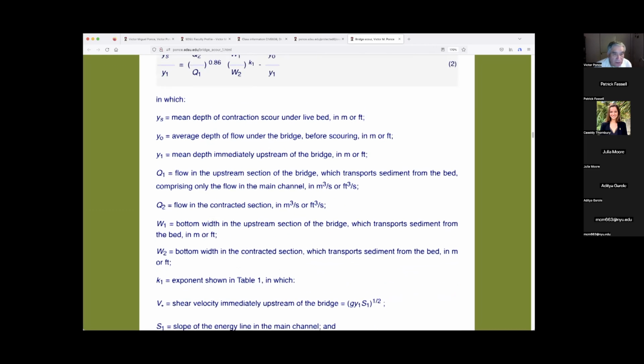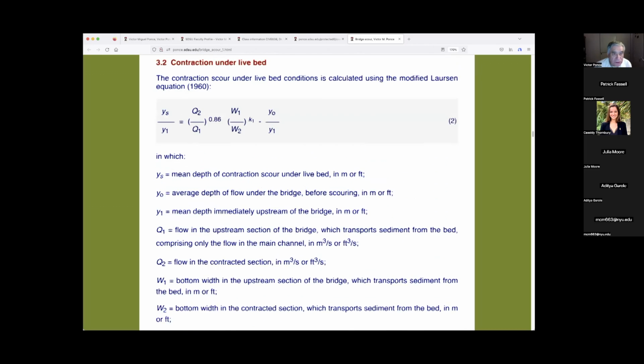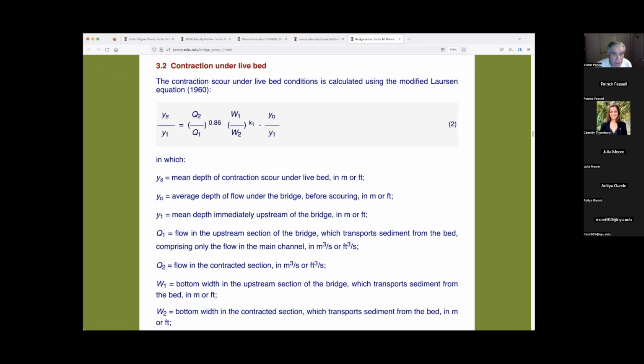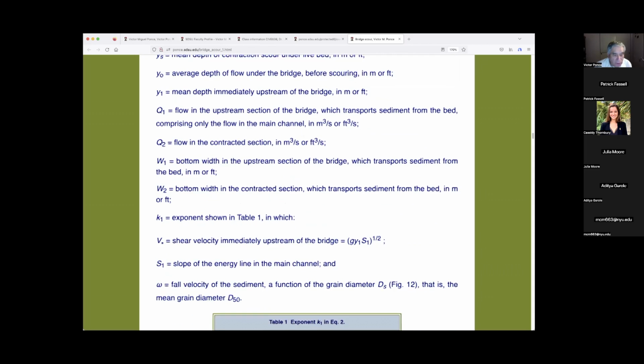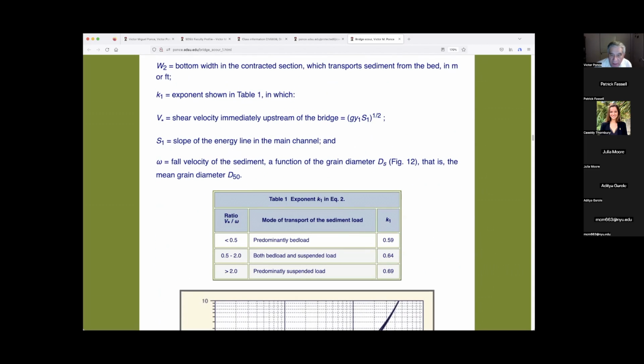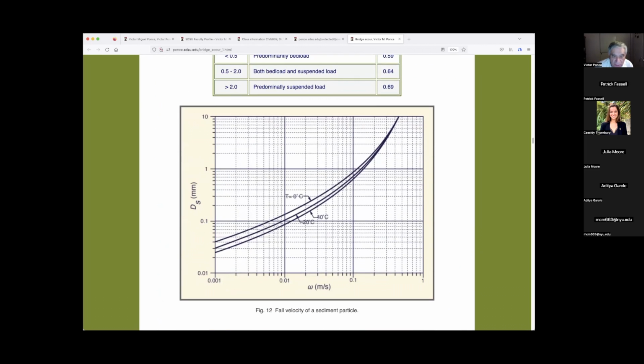So this is the formula of Larson. It has coefficients and it has exponents. The exponent K1 is given by this table. And as you can see, empirical coefficients, based on the ratio of V sub star over omega. V sub star is the shear velocity immediately upstream of the bridge, calculated as such. And omega is the fall velocity of the sediment. And the fall velocity is given by this formula, or rather this graph in here, which can be digitized.